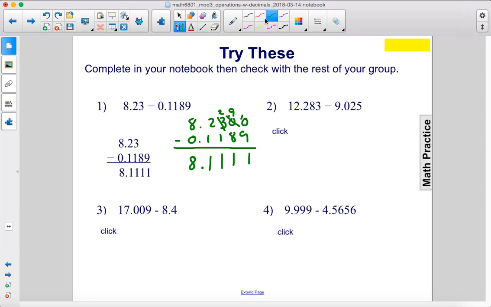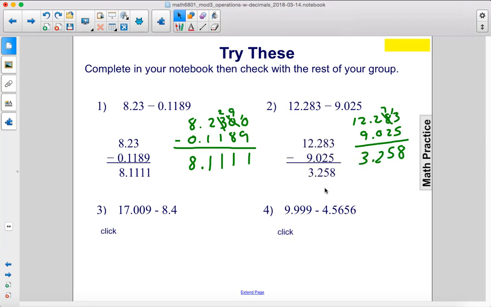Alright, for this next one, we have 12.283 minus 9.025. So we borrow a number from over here to make this 13. That becomes 8. 7 minus 2 is 5. 2 minus 0 is 2. 12 minus 9 is 3. Perfect. Alright, we move down here.